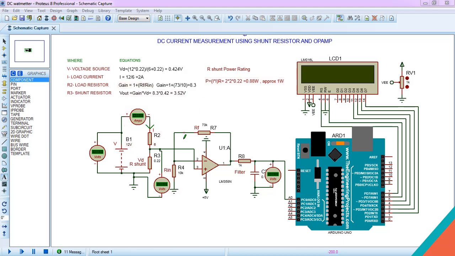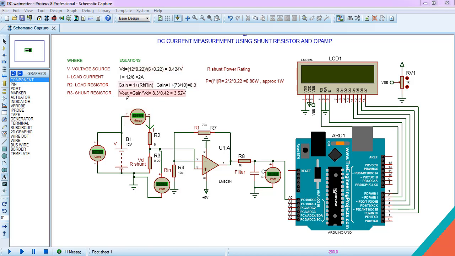So what about the power rating of the R-shunt? The power rating is given by taking the current times the resistor itself, which is I squared R. So we're going to take 2 times 2, which is 4, times 0.22, we'll get 0.88 watt, which is approximately 1 watt. So if you increase the value of R-shunt, then the power rating will also increase. They are directly proportional to each other. Okay. So the voltage drop is 0.42.